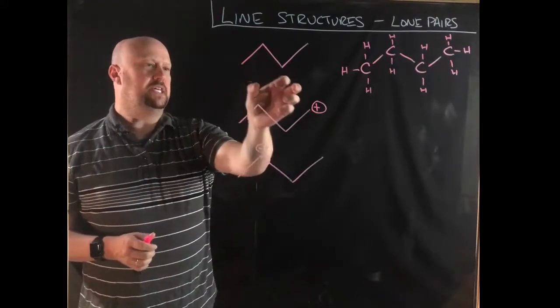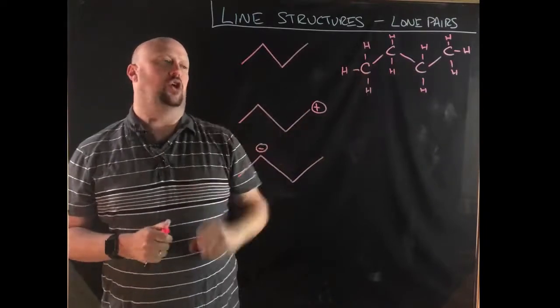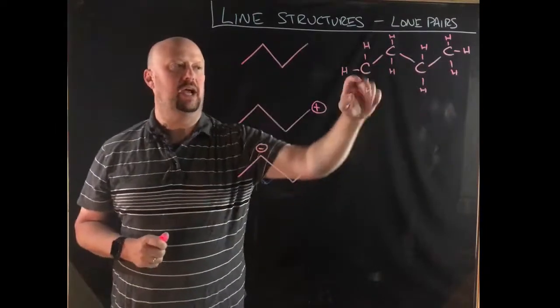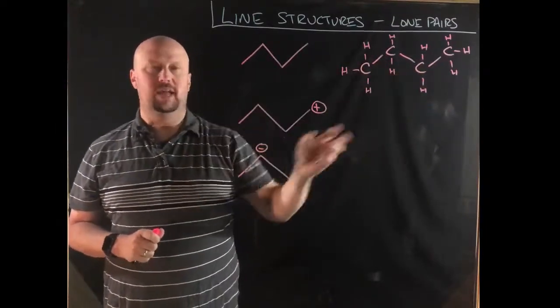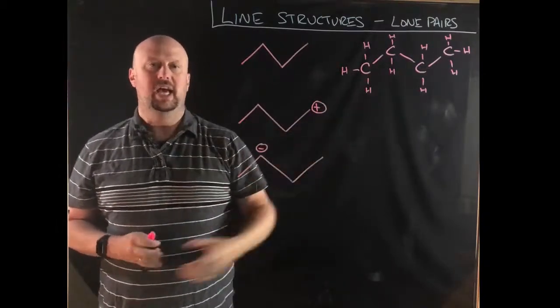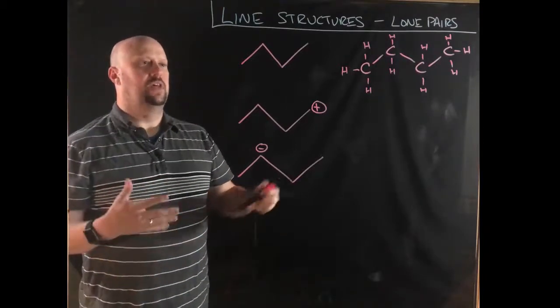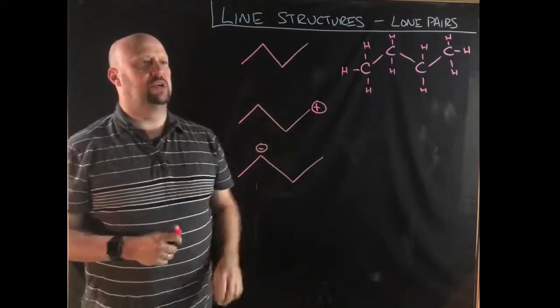So this is our simple line structure for an elementary hydrocarbon. This is butane, C4H10, we've got 10 hydrogens. It's saturated, meaning that there's a hydrogen in every place that there could be. There's no double bonds, there's no triple bonds, there's nothing like that. That's what it ordinarily looks like.